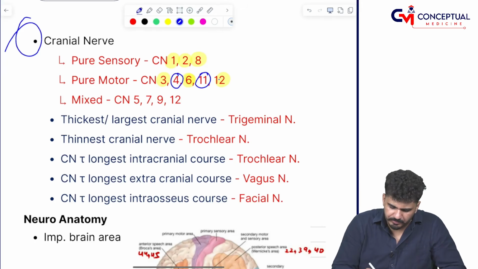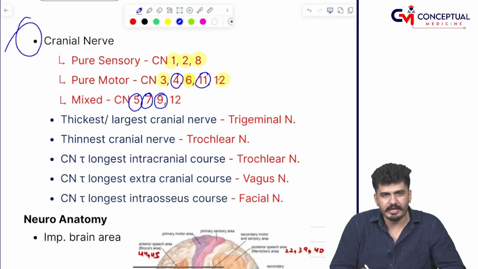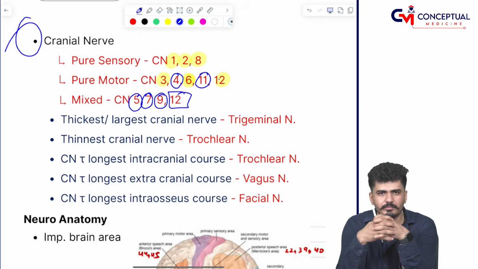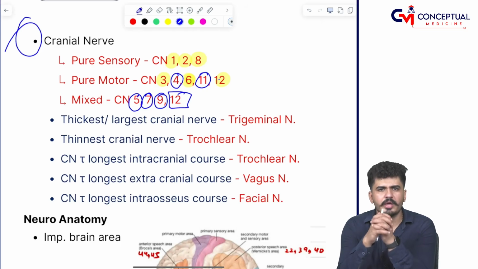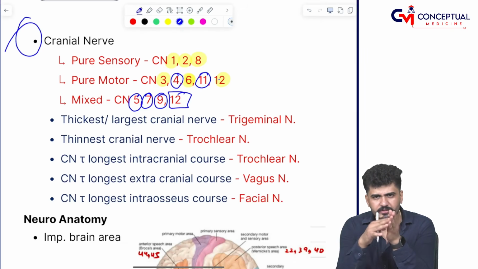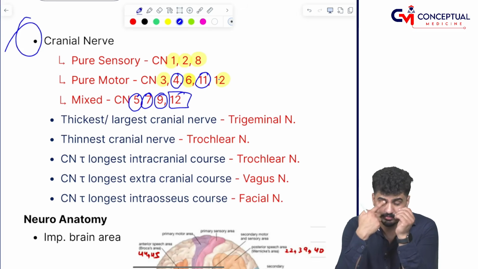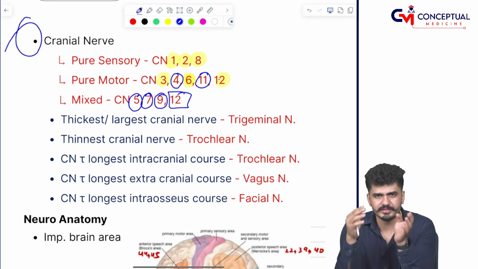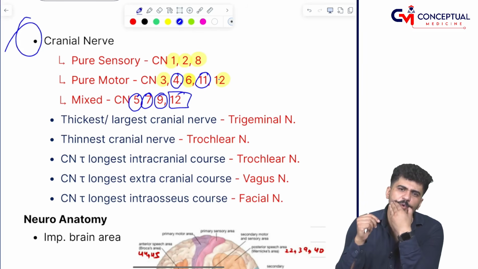Mixed nerve is again too simple to remember. 5 plus 2, 7, 7 plus 2, 9, and after 9, you have to remember the 12, my dear friends. So 5, 7, 9, 12 are the mixed cranial nerves. Pure motor is 3, 6, and 12. After 3, 4 is coming. Before 12, 11 is coming. So there will be 3, 4, 6, 11, 12. What is left? Pure sensory, that is 1, 2, and 8.